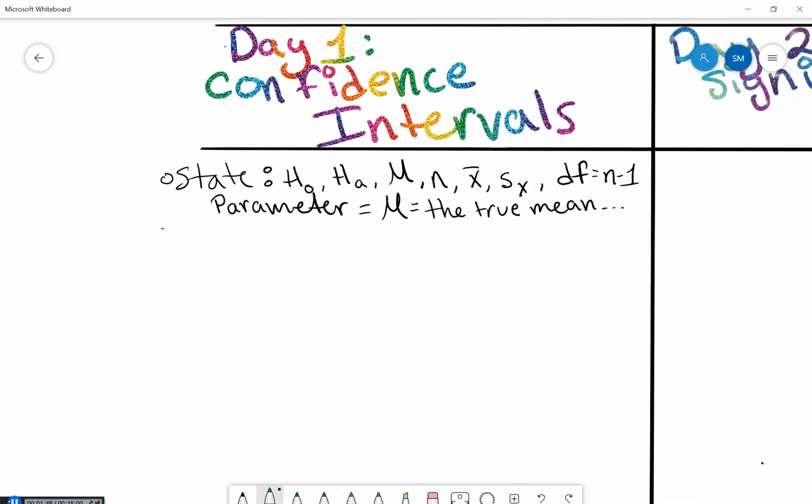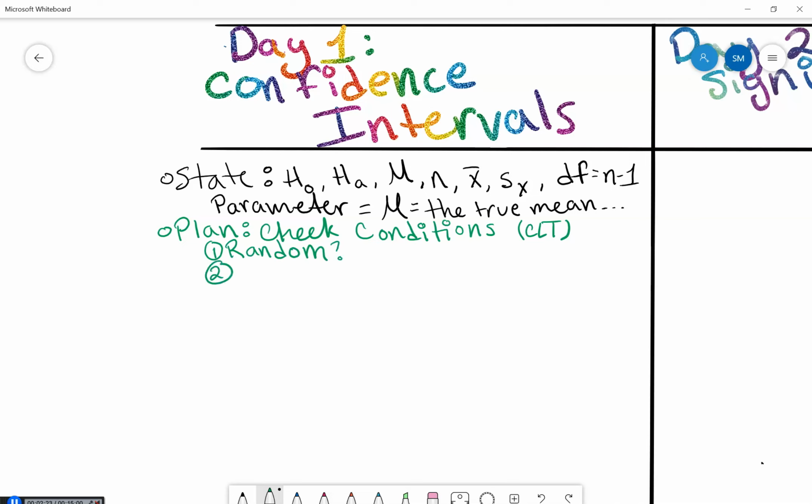The next thing that we're going to do is plan. So in our plan stage, we are checking conditions. Do you remember what the conditions are? Yes, we do. It's the central limit theorem. So we're going to use the central limit theorem for a mean. There are really only two things you need to check off. The first is, is it random? If it's not random, go home. Oh, you're already home.